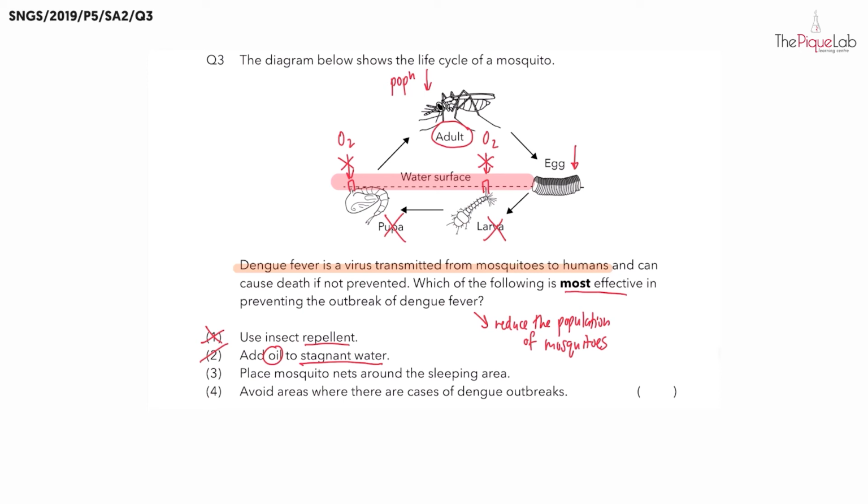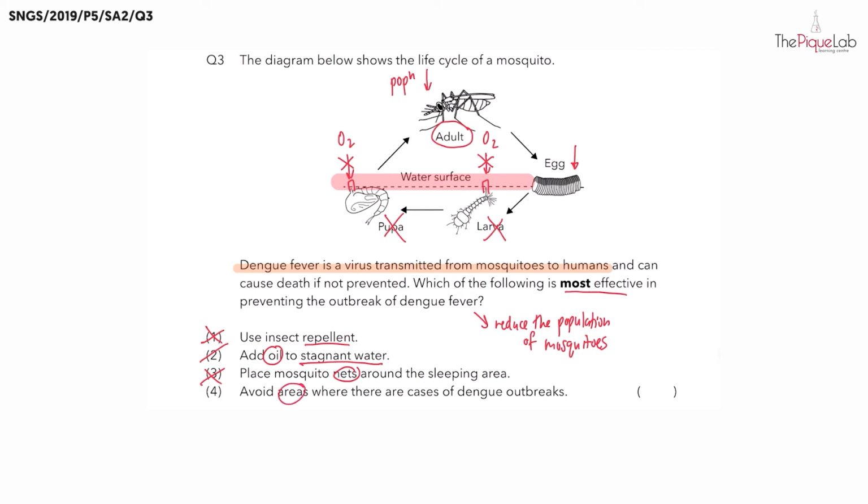Let's take a look at the third method, placing mosquito nets around the sleeping area. What happens when you place nets around the sleeping area? This prevents mosquitoes from flying through the net and biting the person sleeping in the area. But can we stay in bed forever? As much as we want to, once we are awake, we have to get out of that sleeping area. And what happens? Once I'm out of the mosquito nets, I get bitten by the adult mosquitoes. So is this method the most effective in preventing the outbreak of the disease? No, it isn't.